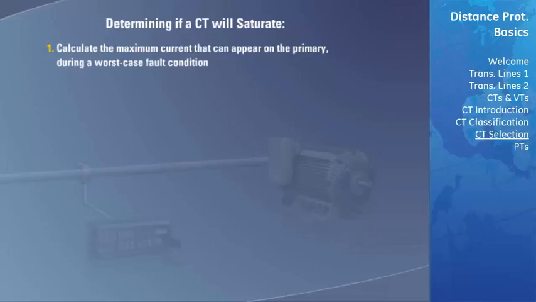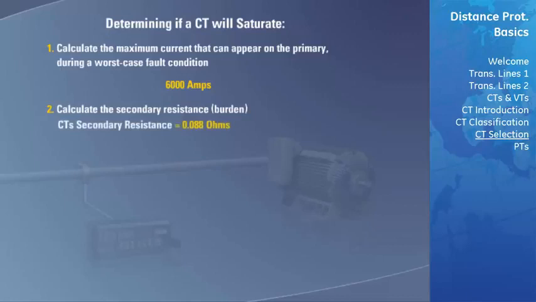The maximum fault current at the load is determined by a fault study, and in this case was determined to be 6,000 amps. Next, we will calculate the secondary resistance, or burden, using the stats provided. The phase CT's secondary resistance, that is the resistance of the windings on the CT, is equal to 0.088 ohms.